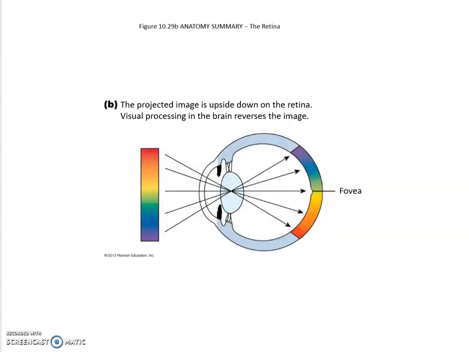Now, an interesting thing to notice about this is that, remember we said that the image is refracted. So your lens, the light comes through here, it's refracted.